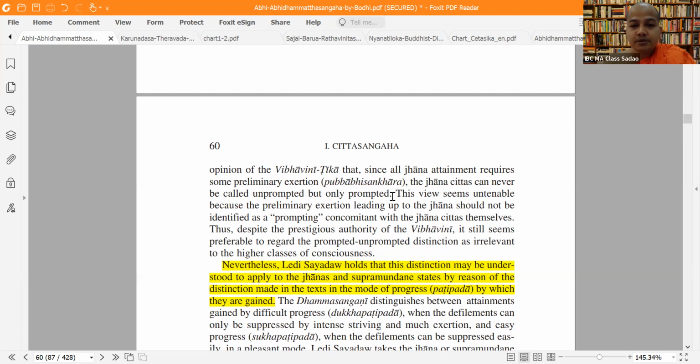Preliminary exertion. It is like, before a bird starts to fly, it needs to spread its wings. Right? That is the example given. So in that you need a preliminary effort, preliminary exertion. And because it is required at the beginning, the conclusion provided here is that these jhana chittas should be considered as chittas associated with prompting, not unprompted.